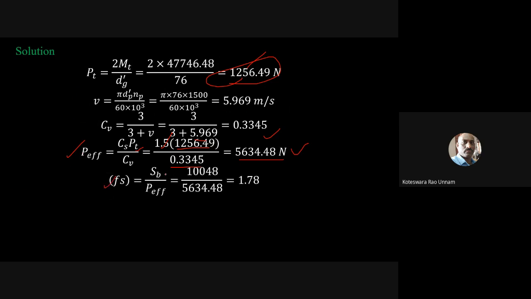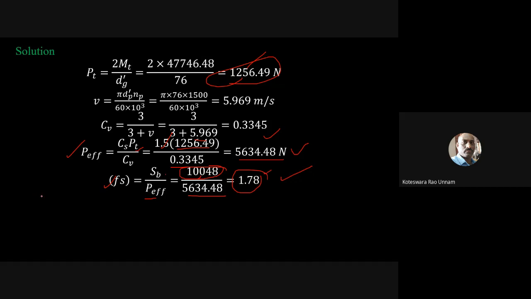Factor of safety is SB by P effective, where SB is the beam strength, which we calculated as 10,048, divided by 5,634.48, which comes out as 1.78. So this is the answer: factor of safety based on the velocity factor approach is 1.78.